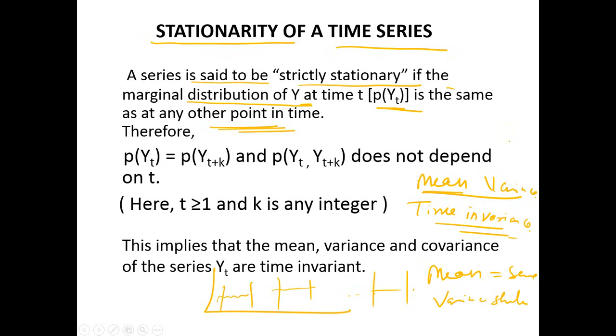Although in reality many times it's not the case. Mean will differ and variance will also differ. So stationarity is one of the important criteria in time series modeling. So all the models that we have seen, AR model, MA model, ARMA, the requisite condition is that the series should be stationary. Otherwise, we cannot use this model.